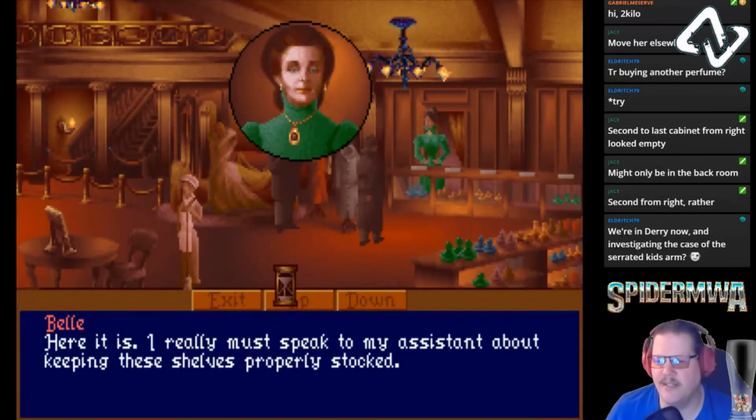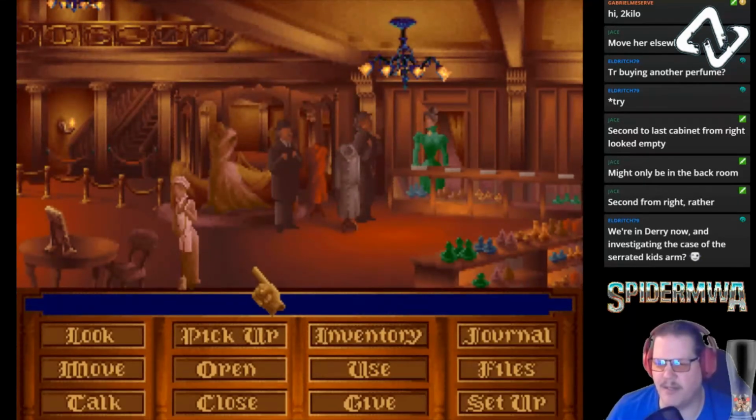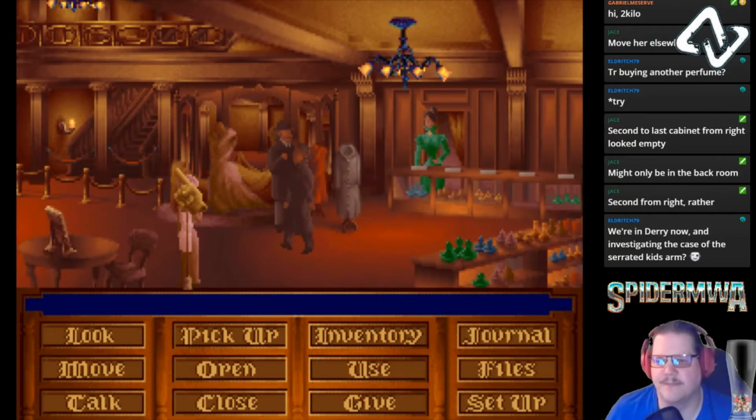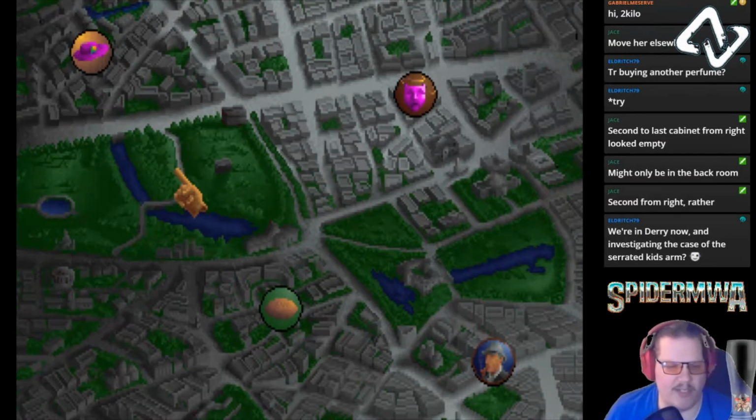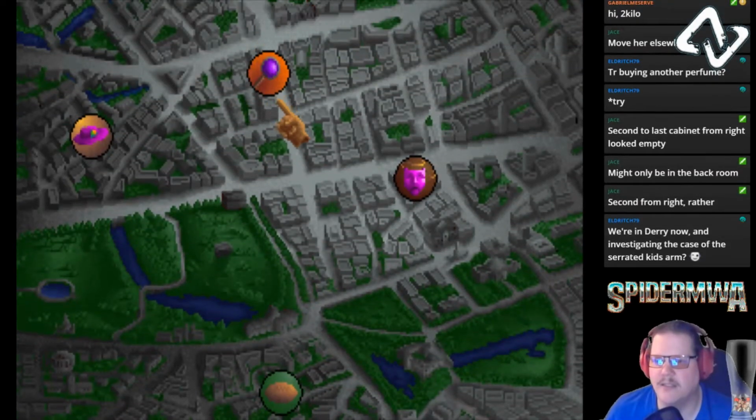Here it is. I really must speak to my assistant about keeping those in the display cases. Great, now we got two perfume spots. What a waste of money. We're in Derry now investigating the case of a serrated kid's arm. Anybody seen a clown?